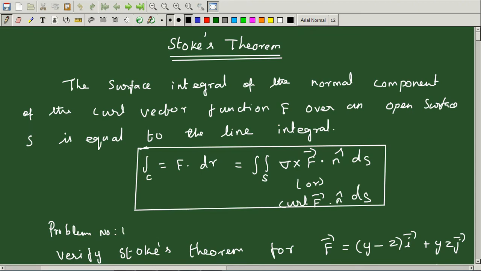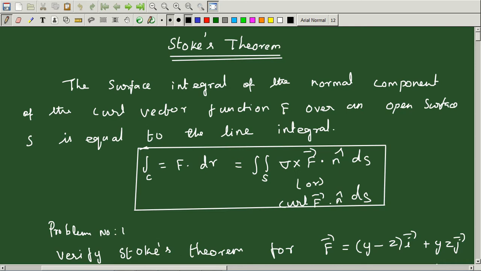Good evening, everyone. In this lecture, we are going to see Stokes' theorem. Actually, Stokes' theorem is the combination of line integral as well as surface integral. So now let's see what is Stokes' theorem. The surface integral of the normal component of the curl vector function over, and here we have to consider, an open surface S is equal to the line integral.